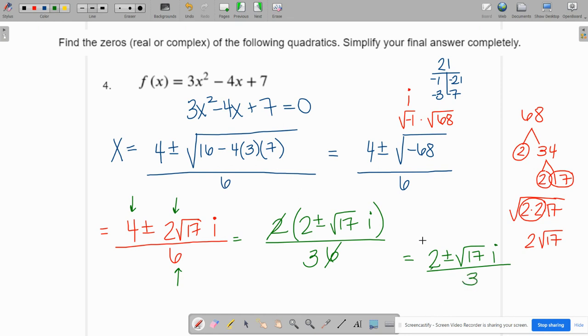And sometimes you'll see in your book or online, they might split that and say, oh, well, this is 2/3 plus or minus root 17 thirds times i, because that looks a little bit more like the a plus bi. I honestly am okay if you write it this way or this way.